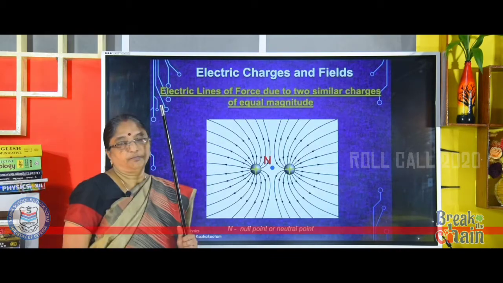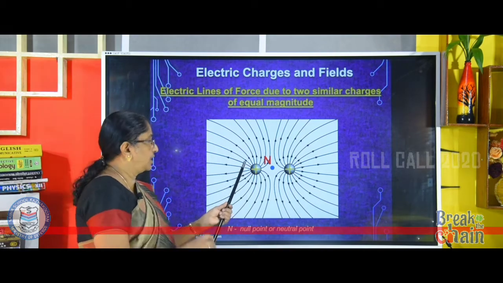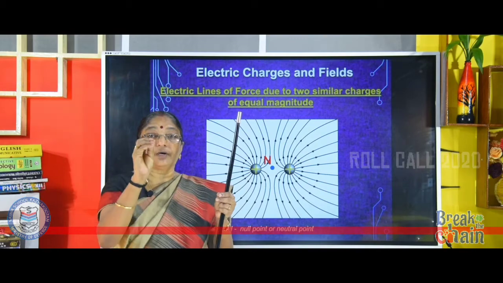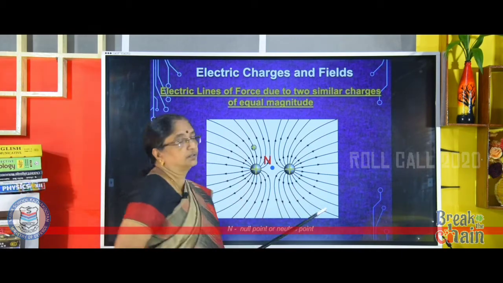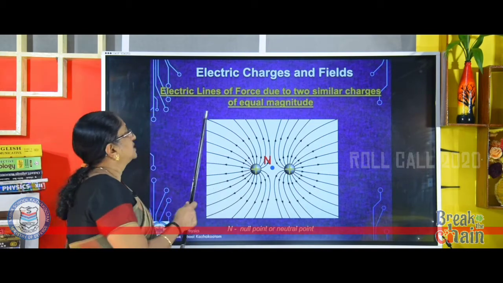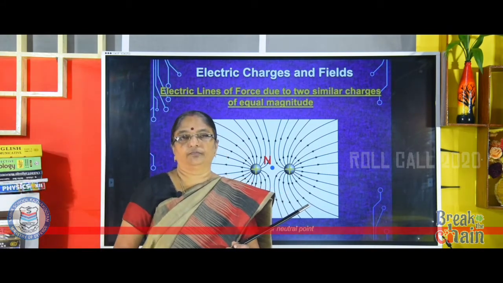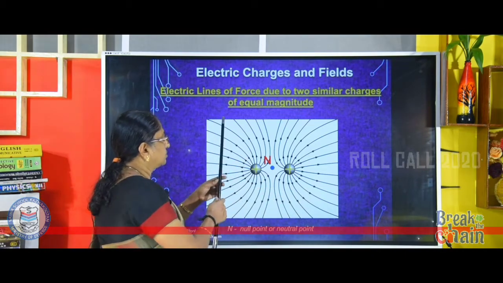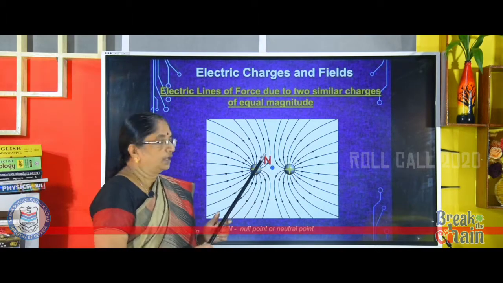And see this one, two positively charged point charges kept nearby. And see the pattern, electric lines of force due to similar charges of equal magnitude. You can also see the movement of a positive test charge, because positive and positive will repel.